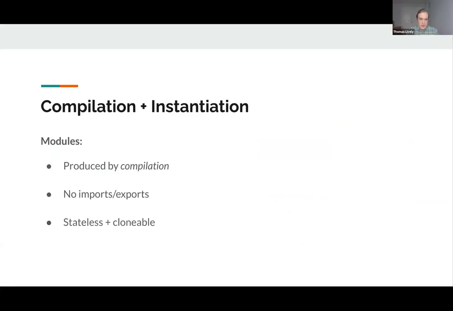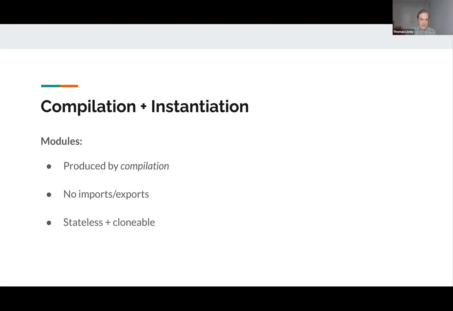WebAssembly modules, you need to compile them. So you download some bytes from the internet or load them from a file, and then you run WebAssembly.compile on it, and that gives you a module. A module is stateless and clonable, so you can copy a module and send it to a worker thread, or a web worker. And if those two modules share the same memory, then that's how we implement threading on the web.